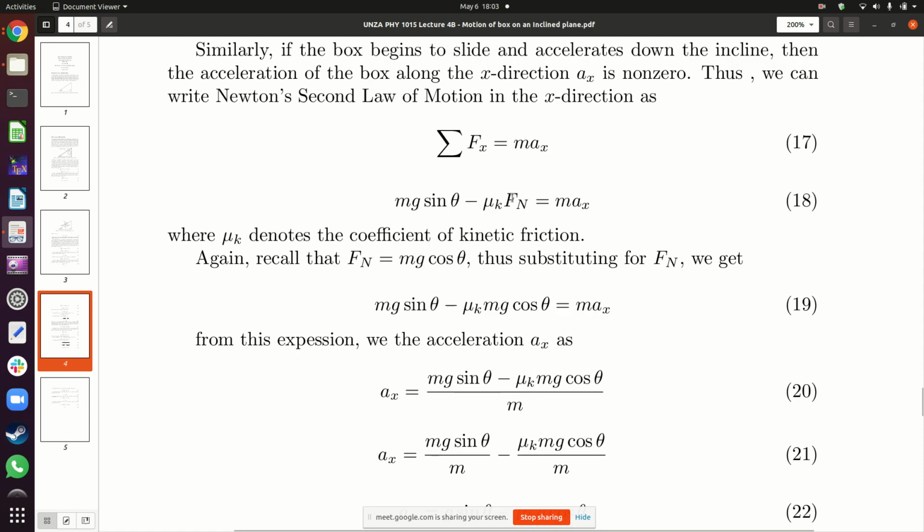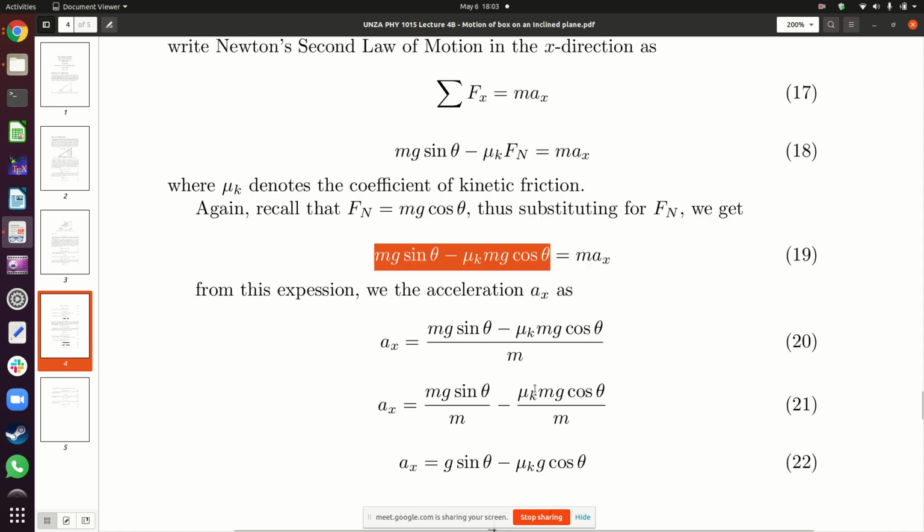We know that the normal force is equal to mg cos theta. We already did that up there, so we substitute here. So we end up having mg sine theta minus the coefficient of kinetic friction multiplied by mg cos theta equals the mass of the object multiplied by the acceleration. Our interest is not the resultant force. We already have the resultant force because the resultant force doesn't change. Our interest is to find the acceleration along the x direction.